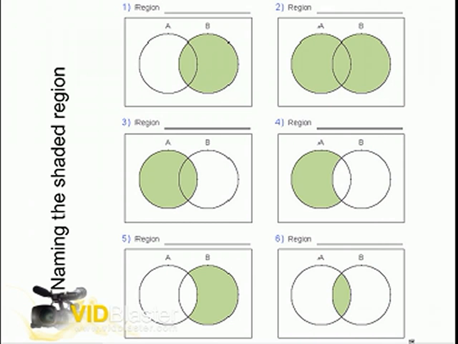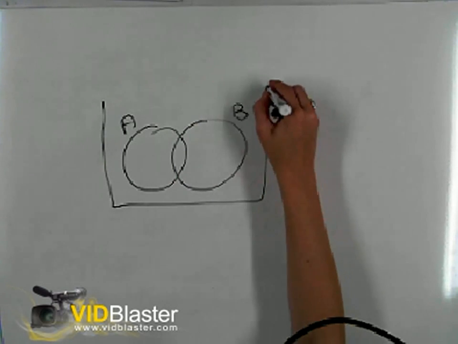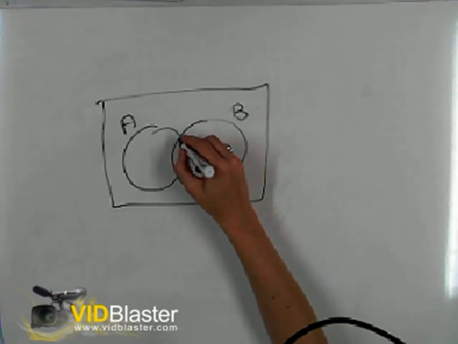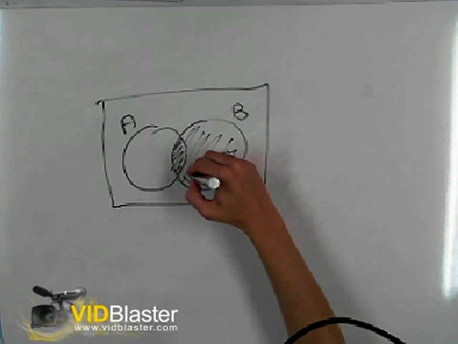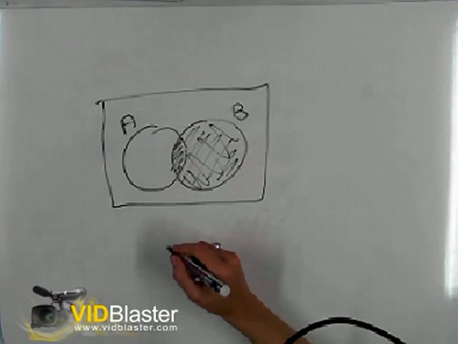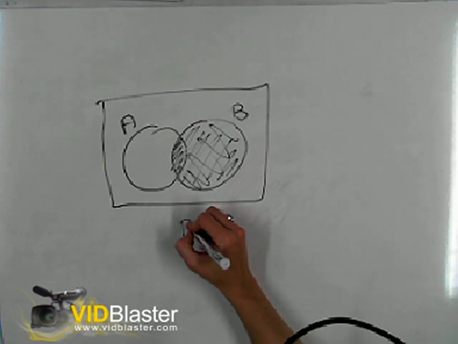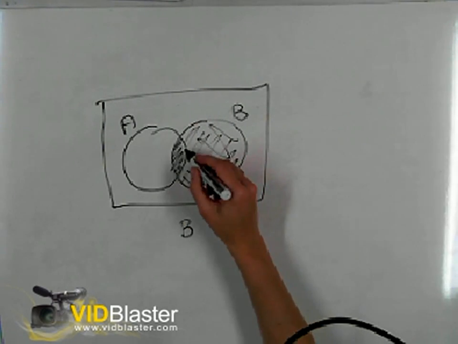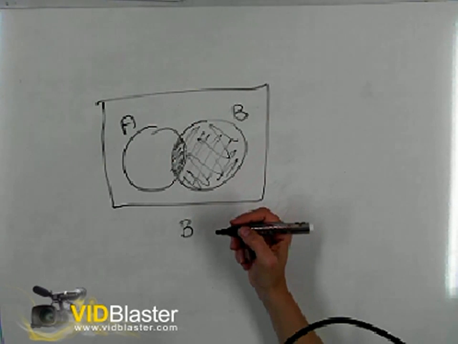Which one are you doing? I'm looking at the very first one, so number 1. So we've got A and B, and the shaded part is over here and over there. So if I were to name this, what region is it? It's B. It is region B. It doesn't matter that it's intersecting with region A. It is definitely region B.